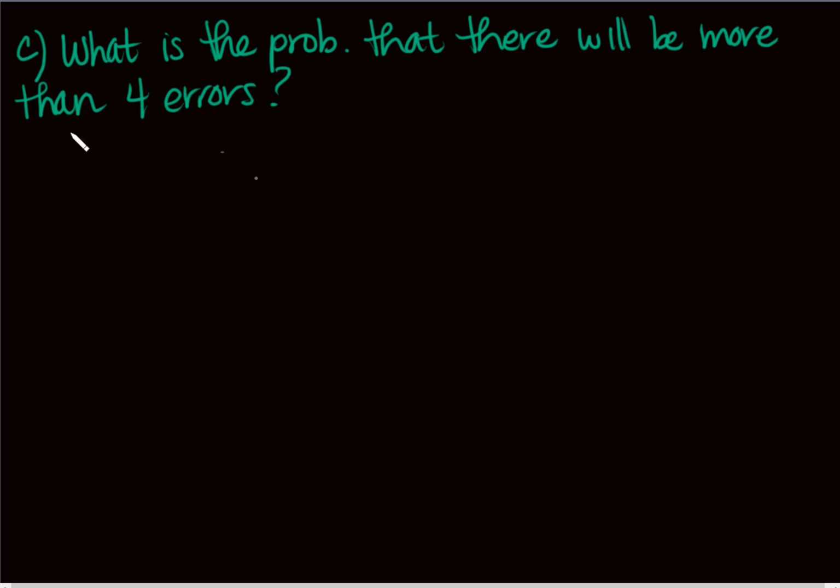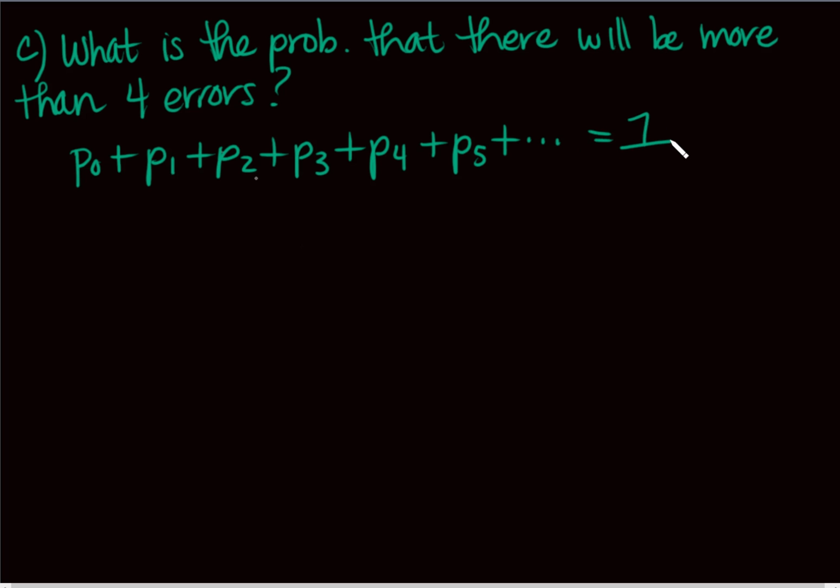So what I want to do is remember that P0 plus P1 plus P2 plus P3 plus P4 plus P5, and then I thank the math gods every day that I have a dot, dot, dot, because this whole thing, my friends, equals 1. Okay, so if this whole thing equals 1, really what I want to know is the probability of all these guys added up. More than 4 errors, right?